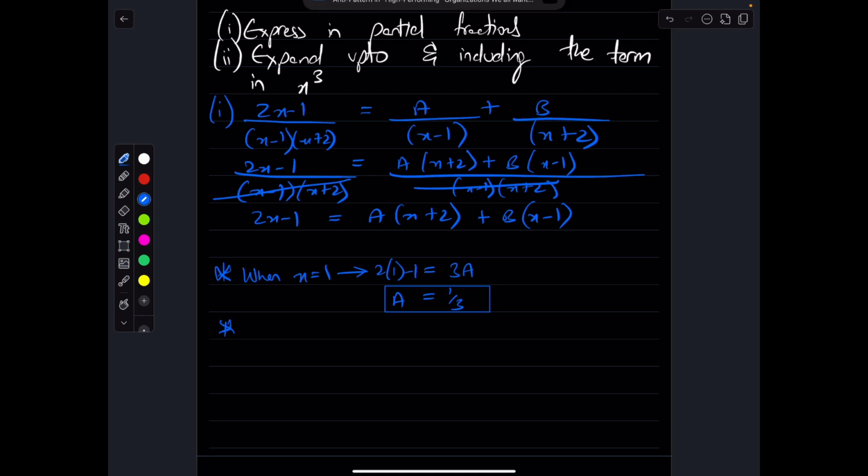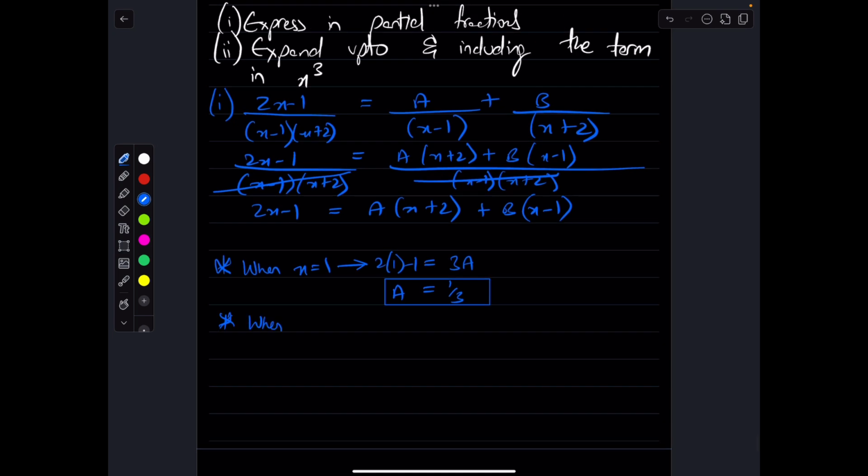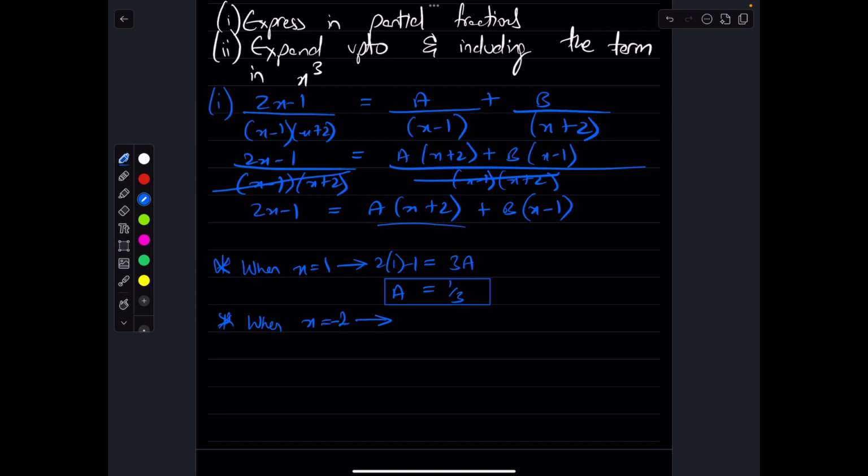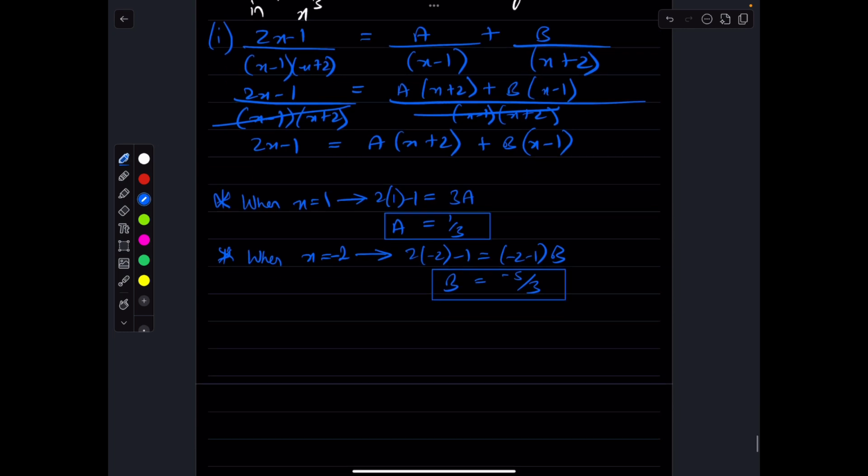Similarly, when x is equals to minus 2, this cancels out. So in this case I have this and minus 2 minus 1 B. This turns out to be B is equals to minus 5 over 3. That's it. Again, this is not our answer. Our answer would rather be 1 over 3(x minus 1) plus, no, rather minus 5 over 3(x plus 2). This is our answer.